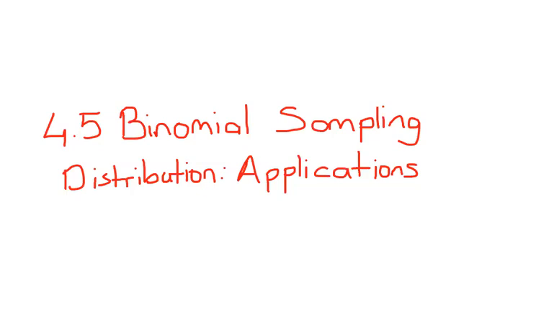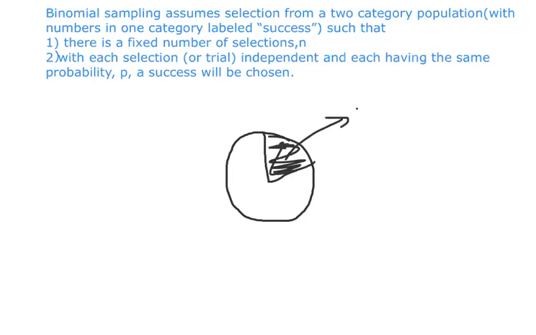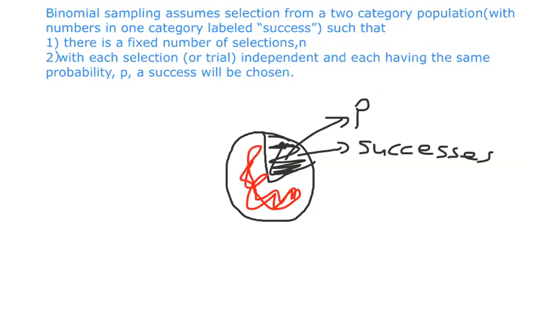Today we are going to look at 4.5, binomial sampling, distribution, and applications. What do we mean by binomial sampling? Binomial sampling assumes selection from a two-category population with numbers in one category labeled. So if we have, for example, a pie chart, we are going to label this part P, successes. And we know that obviously this part is not the success part.